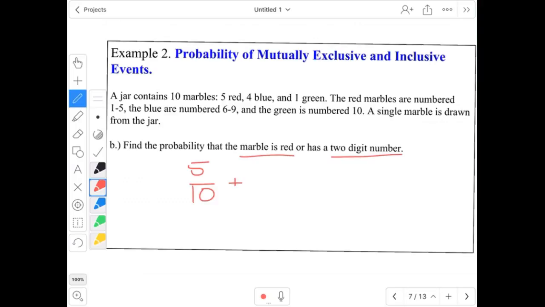So the probability of red, or I'm just going to put 10 because that's the only one, would be equal to 5/10 plus 1/10. So that equals 6/10, which simplifies to 3/5. Okay.